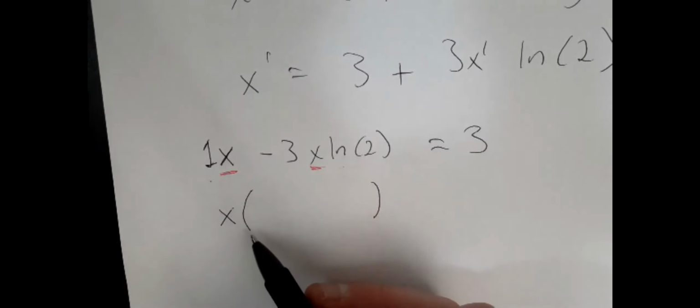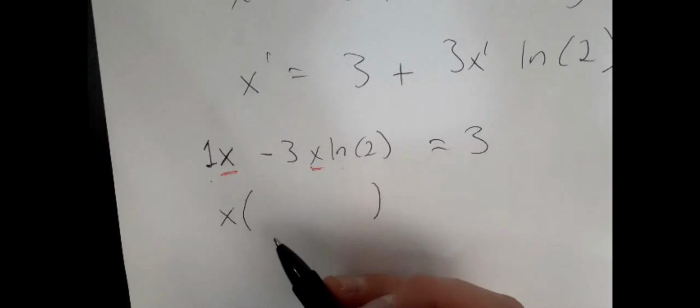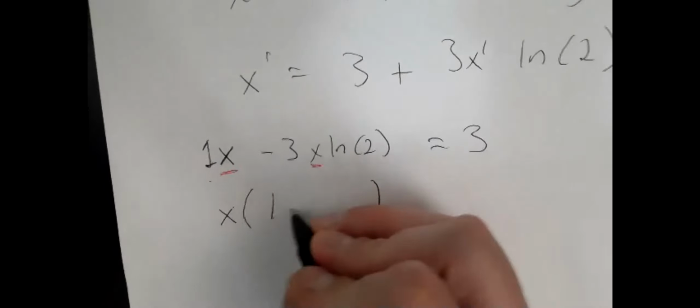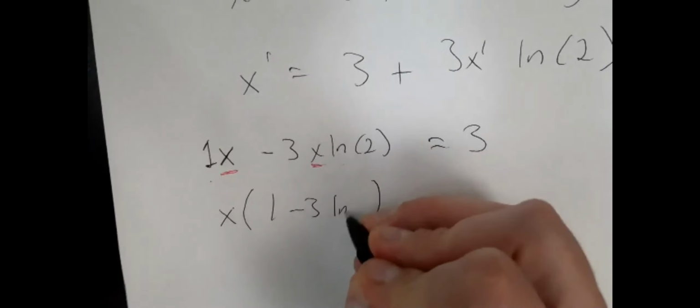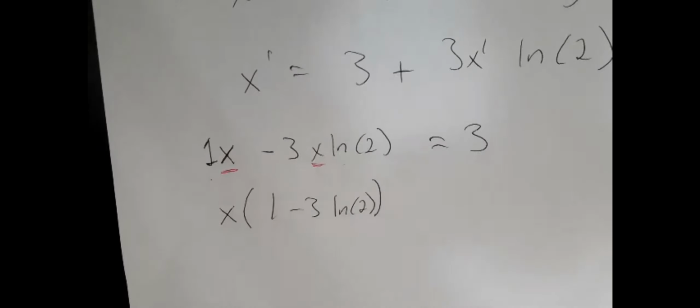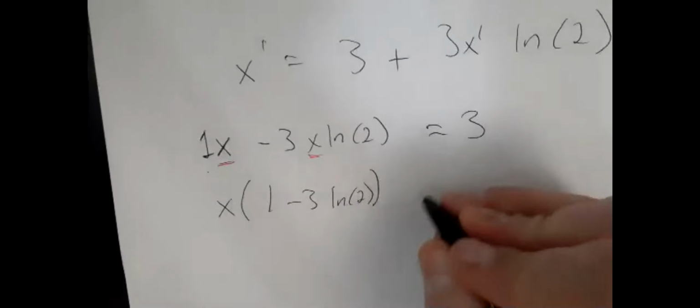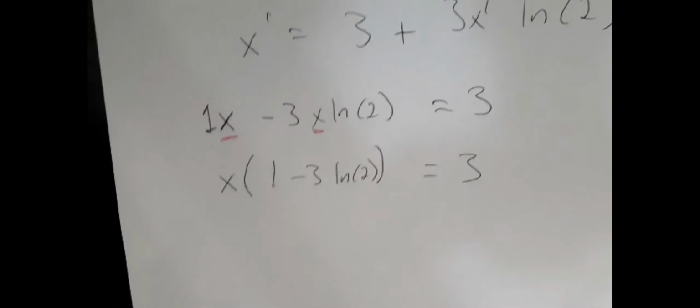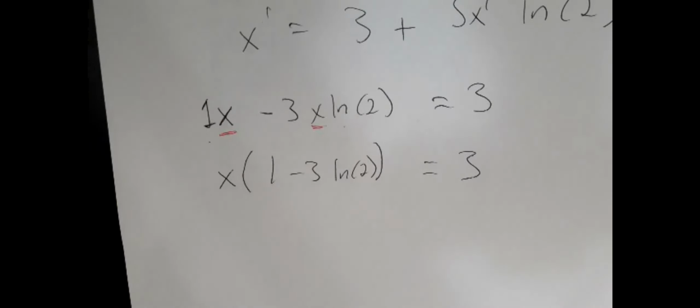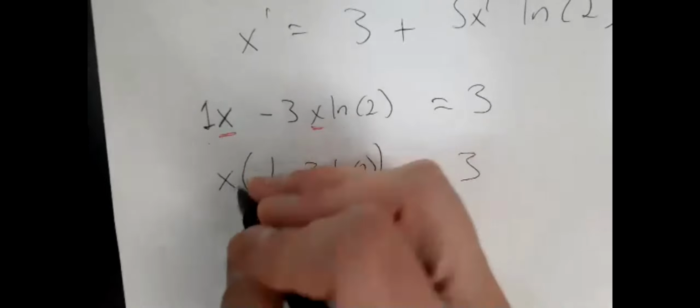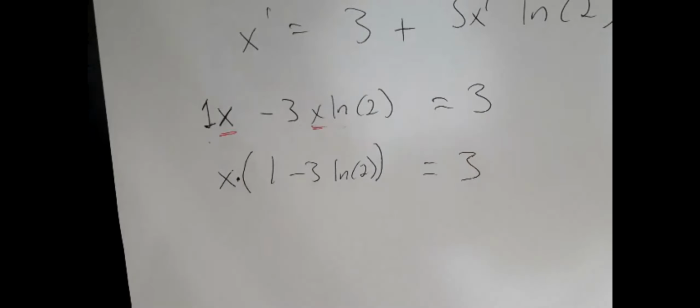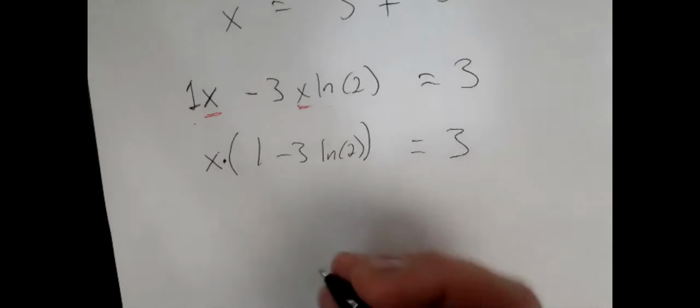Not distribution. We want to go the other way. 1 minus 3, and there's also a ln of 2 on that one. And this is equal to 3. This is looking really kind of funky, probably. But we have this thing. We have an x multiplied by this crazy thing here, and it's equal to 3. The last step.